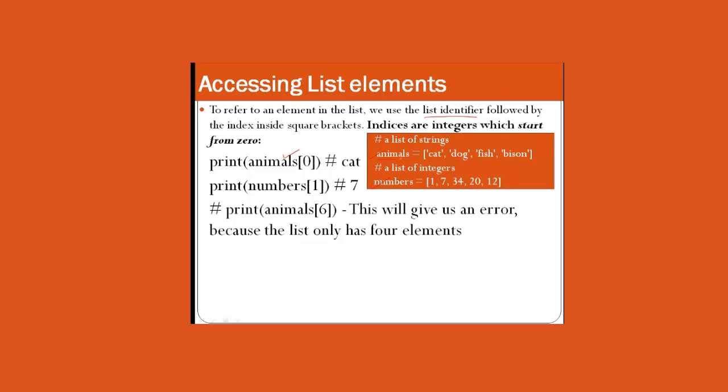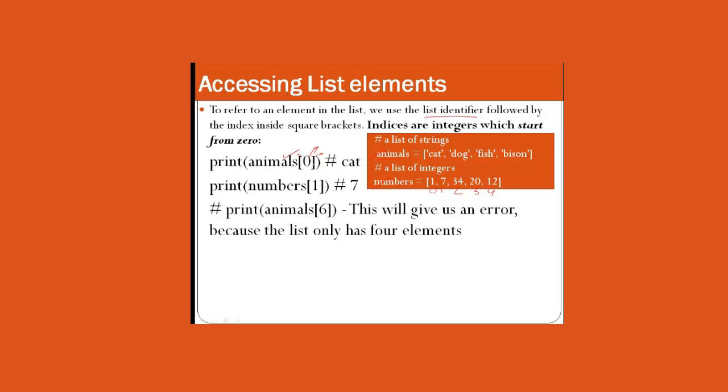This is your list identifier that identifies the list, followed by the index. You put the index into square brackets. Indices are integers; they must be integers, and they cannot be floating point numbers. And they always start with 0. So this is the 0th element, this is first, second, third, fourth. Total how many elements are there? Five. But the index goes from 0 to 4.